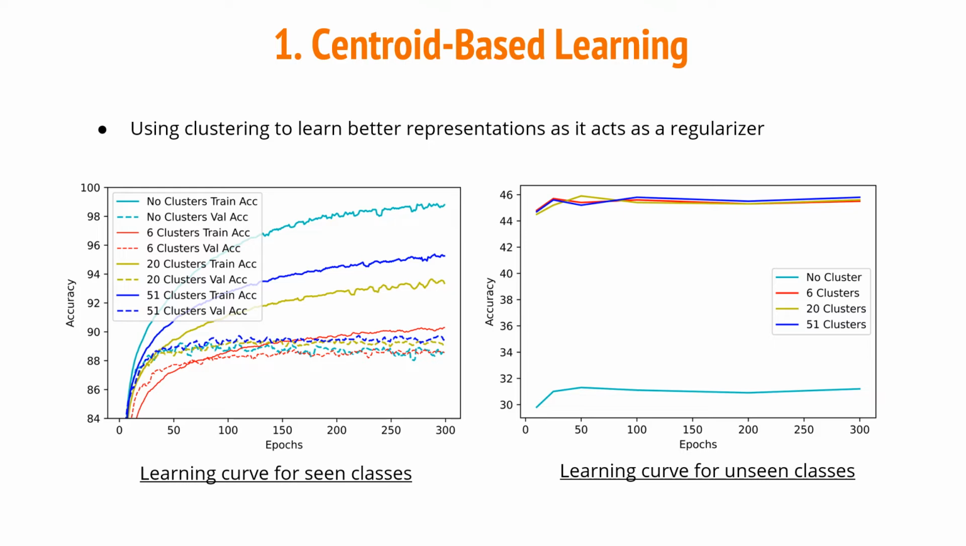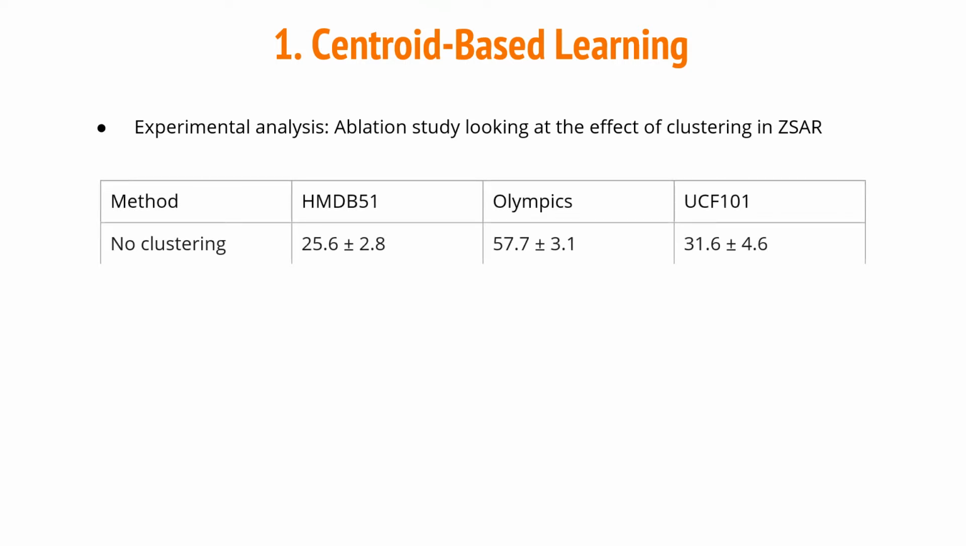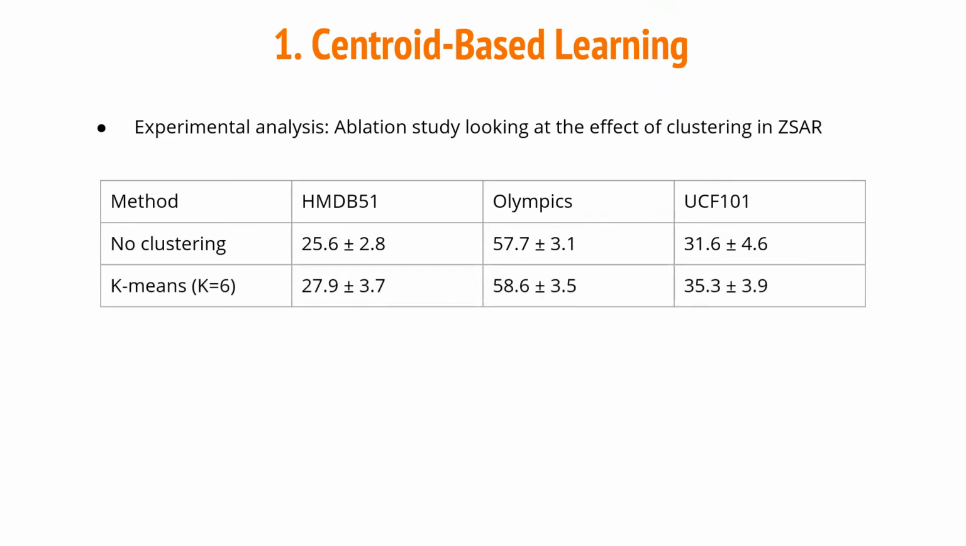As a result, the learned representation is more general, which significantly improves accuracy in unseen classes, as can be seen on the right side of the figure. This can be verified through experiments as seen in the table. A simple k-means clustering improves performance.